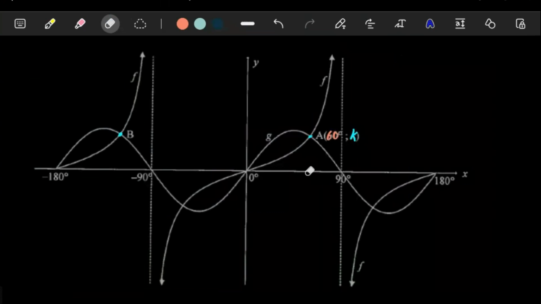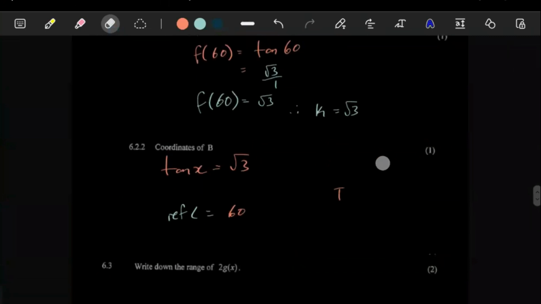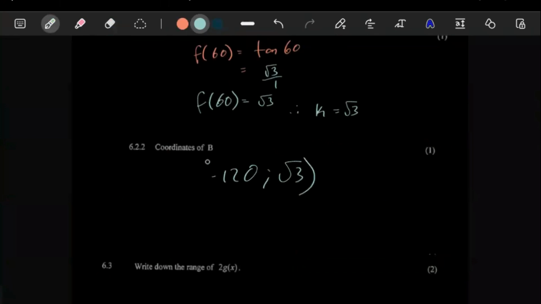Oh, what we need to do is we need to use symmetry. Like you have to remember the distance from this here, this is like 60, right? And then this is like a 90. So there's a distance here of like 30 degrees. So if this is like negative 90, this is going to be negative 120. So we don't have to do all this because we can just see it by observation that the x value is going to be negative 120. The y value is going to be square root of 3. So let's keep moving forward.